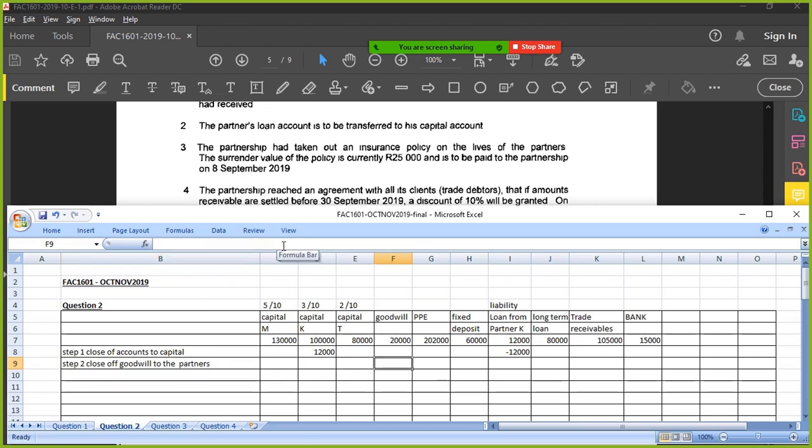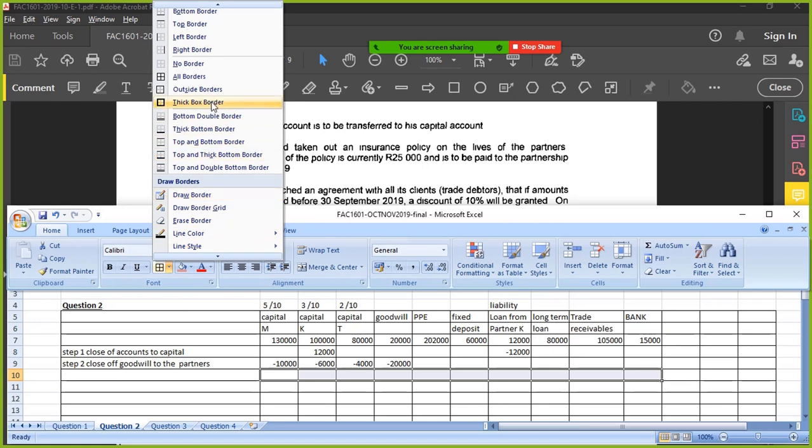You also have to close off the goodwill to the partners. Goodwill here, minus 20,000. Goodwill would have been an asset, so you would have credited this, then you would have debited capital. So you're subtracting goodwill and you're also reducing the capital. It'll be negative 20,000 times 5 over 10, 3 for that partner, 2 for this one. PPE stays open, that stays open, that stays open. Perfect. Now we can get a subtotal just to make sure everything's on track.